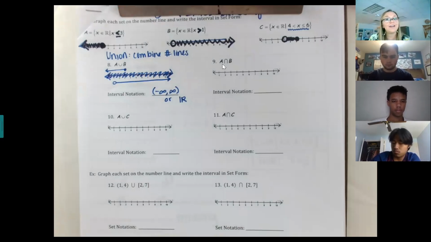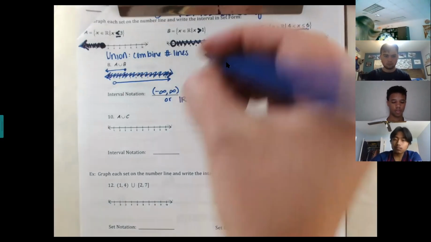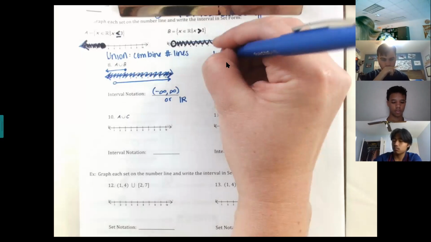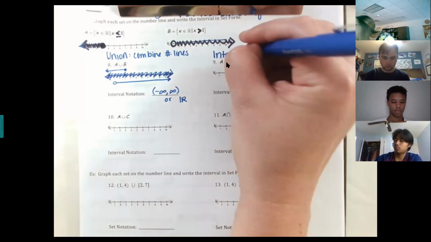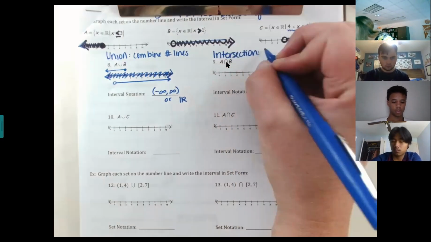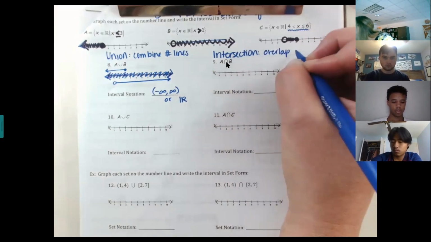All right, now right next to that, we're going to flip that symbol over. This is an intersection. And an intersection is where you look for the overlap in shading.